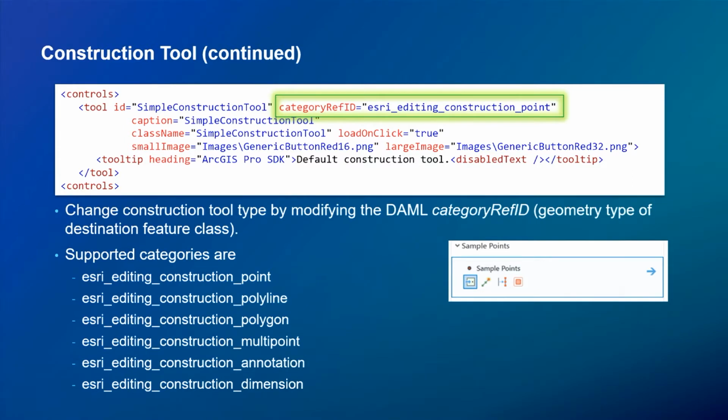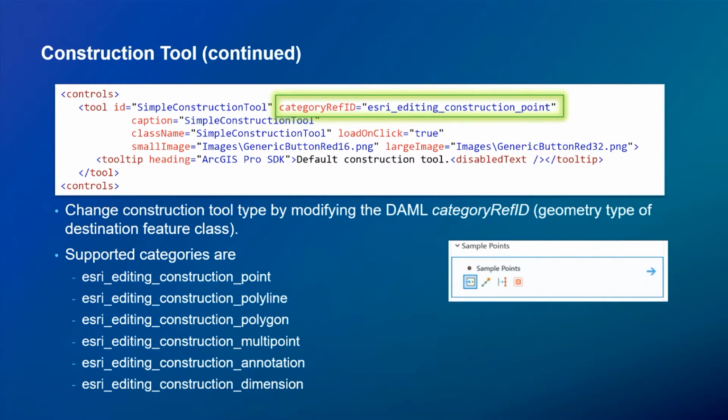Now, to truly participate in the editor of ArcGIS Pro, we would like to insert our tool into the right section of where the system does allow for the create feature in the Create Features pane. And for that, in our tool definition, in our demo file, we're specifying the category, an attribute category ref ID, where we're associating ourselves with the geometry type of the destination feature class. In this case, we're picking construction point.